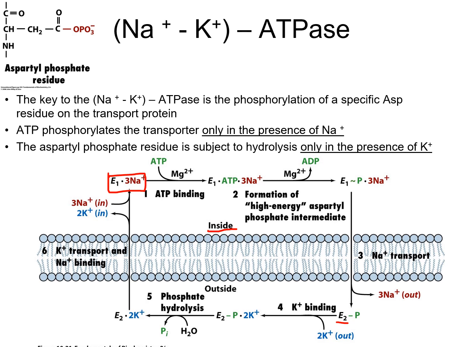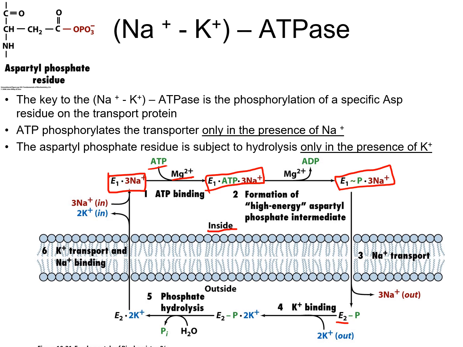Now, as soon as we have that complex, ATP, which is stabilized by the presence of magnesium ions, will bind to our E1, giving us this E1 ATP 3 sodium ions complex. We're going to transfer a phosphate group from ATP onto E1, giving us this complex right here. This phosphorylated E1 3 sodium ion complex can then close off and open up on the other side of the membrane.